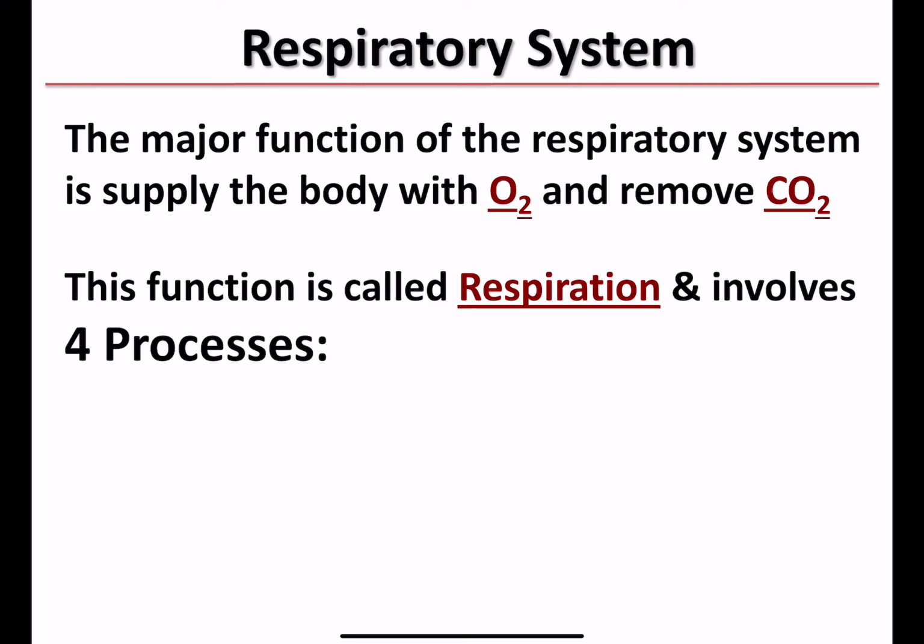So here we go. The major function of the respiratory system is to supply the body, that is the tissue cells of the body, with O2, and then remove CO2, which is a byproduct of their cellular respiration. This function in its entirety is known as respiration, and respiration involves 4 different processes, which we're going to go over next.